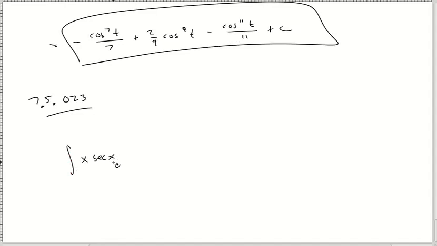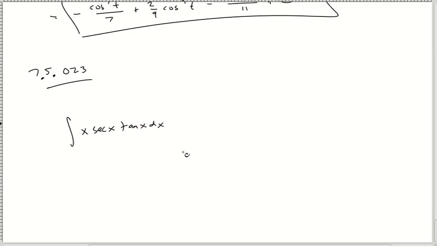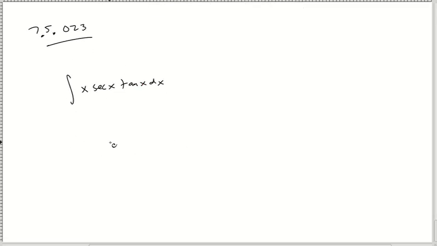So I got x, secant x, tangent x, dx. And yeah, solve this thing. Now what do we do? I don't know. This, like, right here looks familiar, right? So derivative of secant is secant tangent. Yeah. So where's my secant, though? I'm lost. I don't have that. And so how can I go about figuring this out?